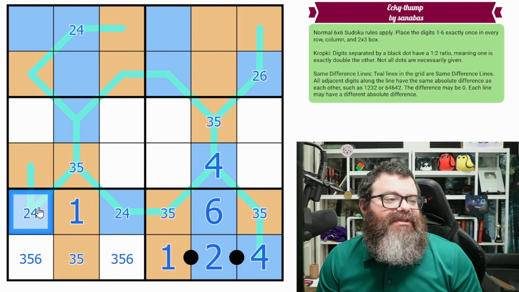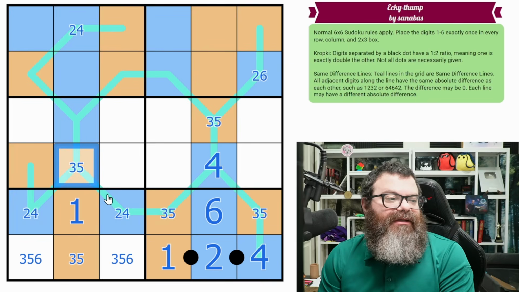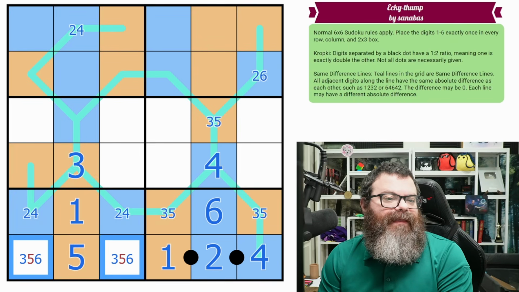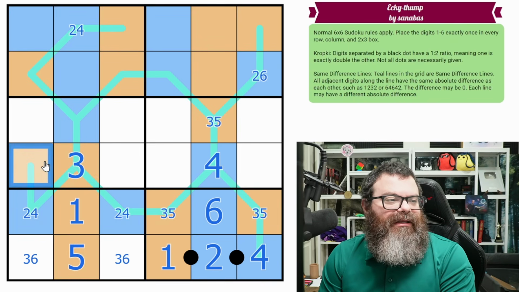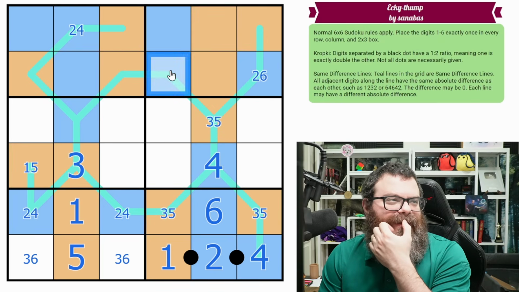Okay, this is next to a 2 and a 4, so it has to be the 3. 5 is not next to 2. So that's our 3, that's our 5. That leaves a 3-6 pair here. This is the 1 or the 5, but we don't know which. Okay. Do we have anything more like that?